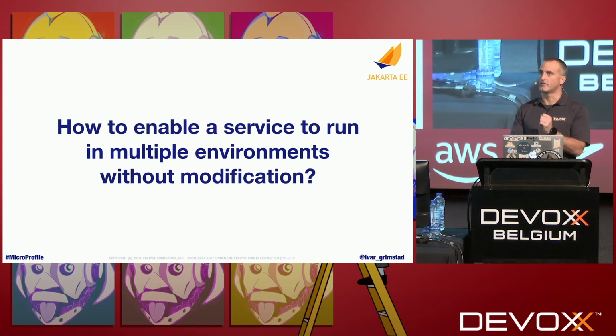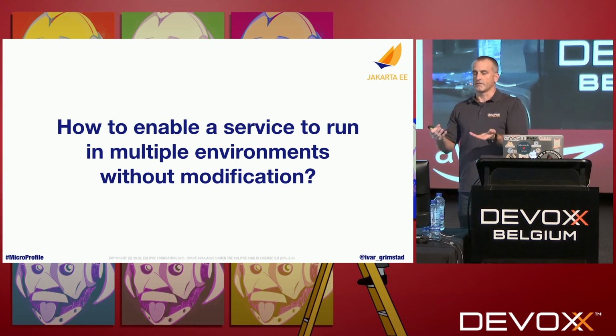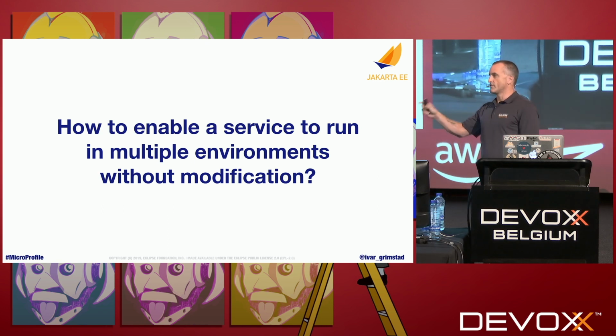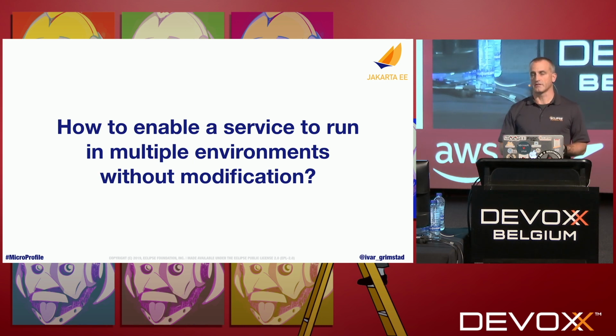And the problem statement for externalized configuration is how to enable a service to run in multiple environments without modification. So you want to configure a service without rebuilding it. So you build your jar or your artifact once, and then you move it to different environments, and it will behave according to how the environment is configured. So if you move it to a test environment, you want the test configuration. If you run it on a local laptop, you want the local configuration. And you don't want to rebuild your artifact, you want to use the same one.